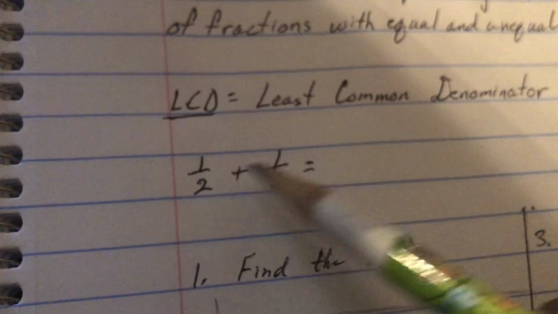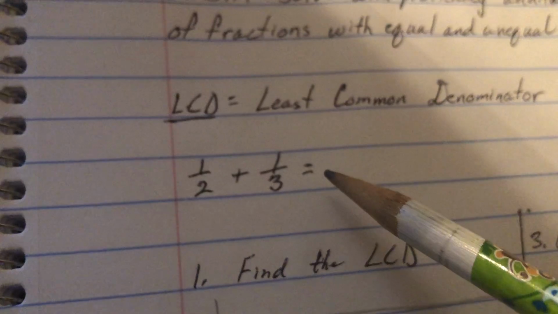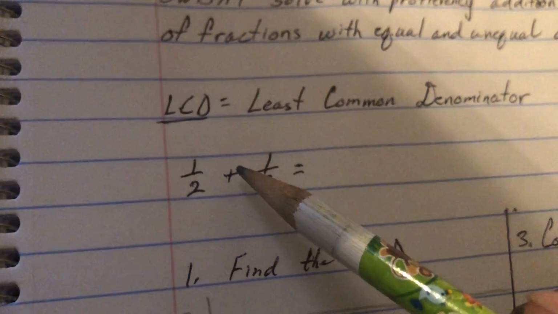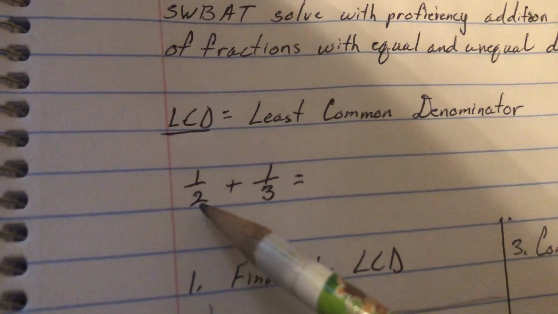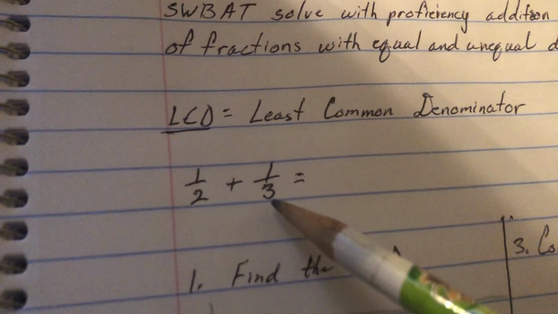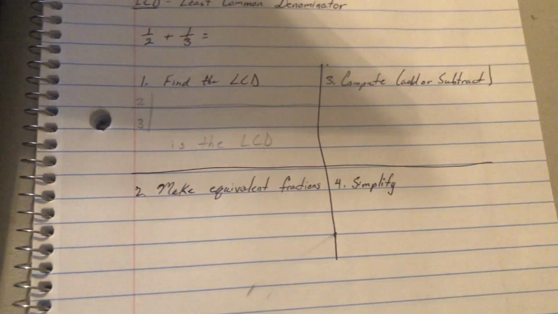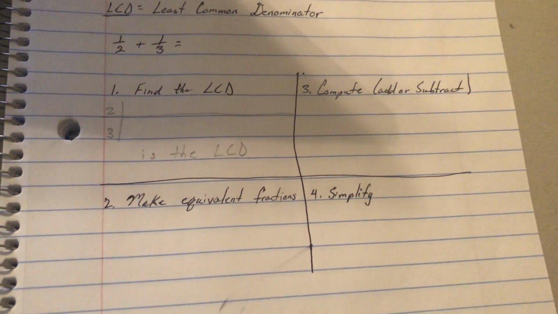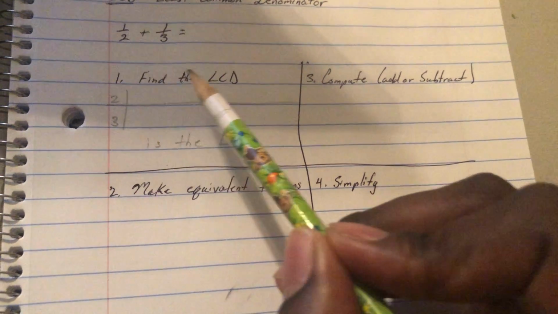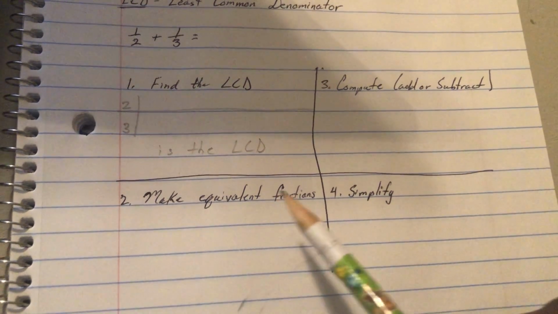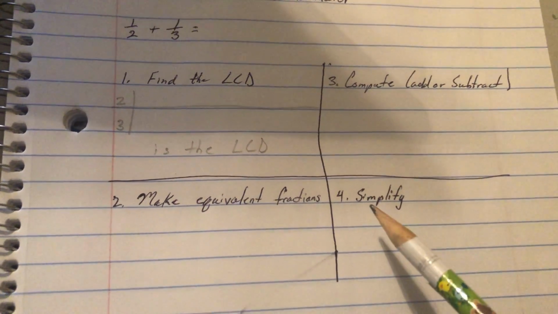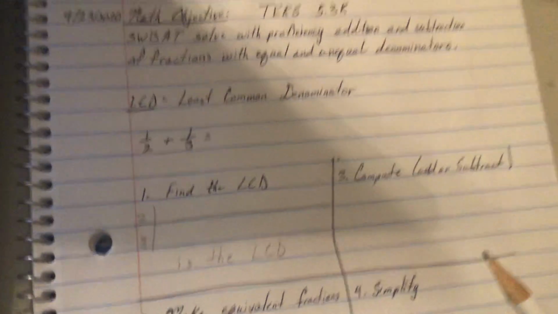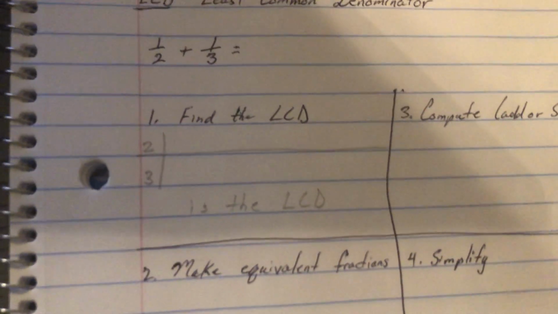So, we're going to add these fractions together. But you cannot add or subtract fractions unless you have the same denominator. Here we have a denominator of 2 and a denominator of 3. Not going to work. So we have to go to our 4-step process. We must first find the LCD. Next, make equivalent fractions. Third, compute, either add or subtract. And fourth, simplify. Alright, so let's get going.